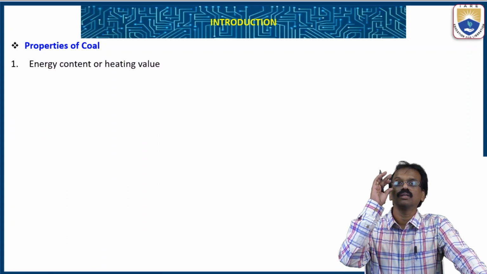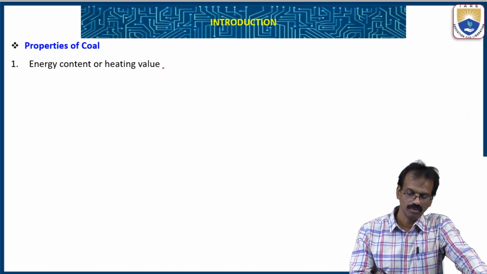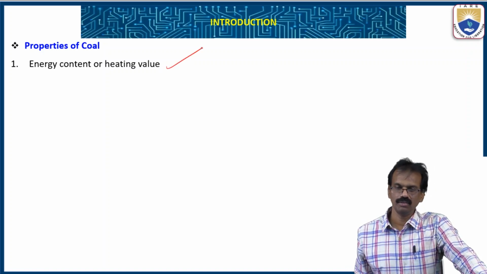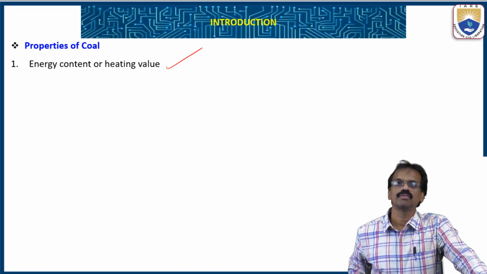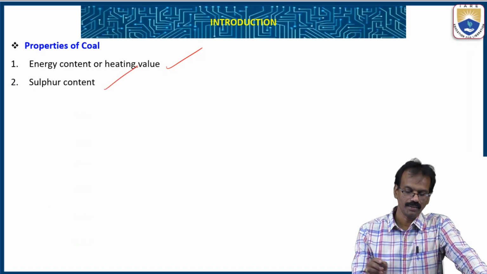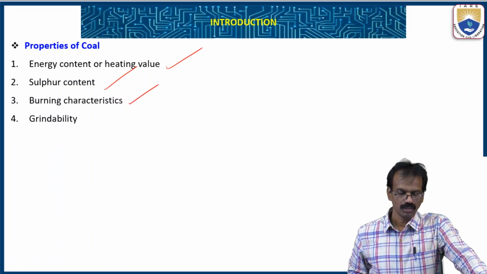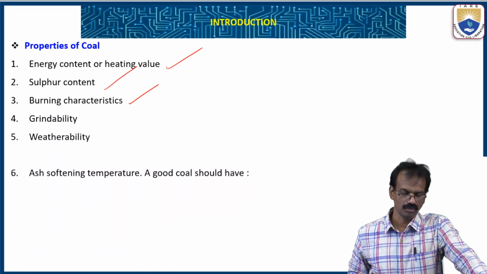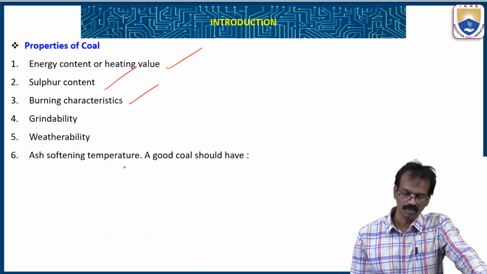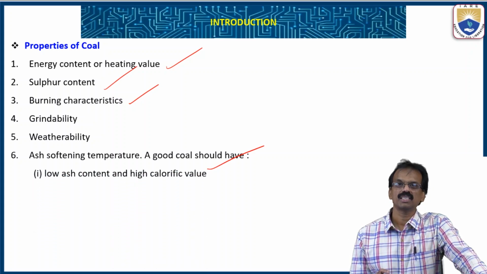First one is the energy content or heating value. It has good energy content, and we know the heating value is also very high. Next one is the sulfur content. It has some sulfur content. Next, burning characteristics: good burning characteristics are there. Next, grindability, and weatherability. You know that. Then the ash softening temperature.